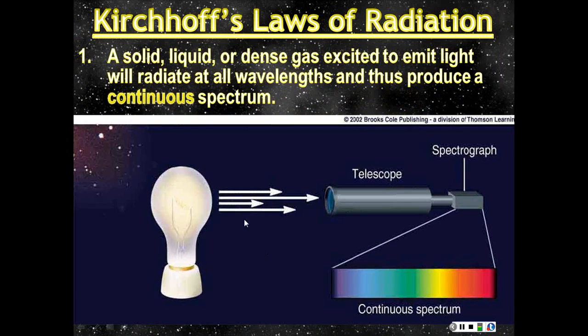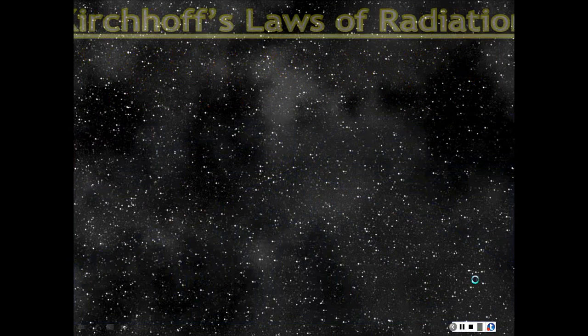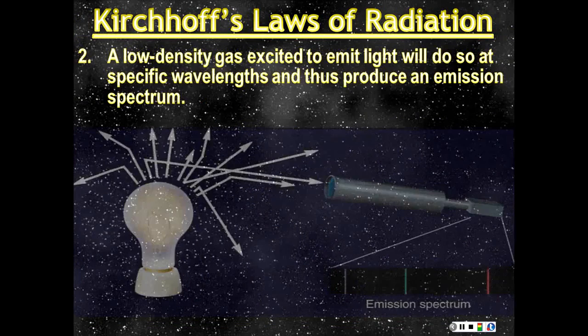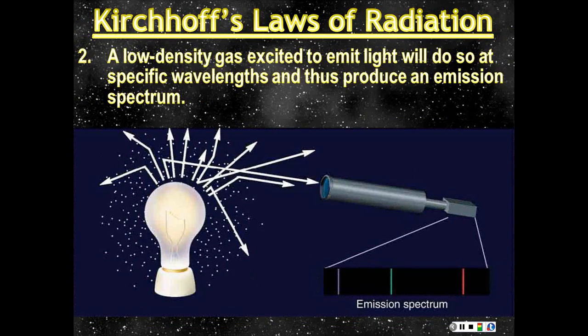So here I have an incandescent light bulb. I have the light going into a telescope, into a spectrograph, and I get this nice continuous spectrum. Then if I have a low-density gas, I'm looking at the gas but not at the light bulb. Notice that my telescope is pointing up here. It's not pointing at the light.